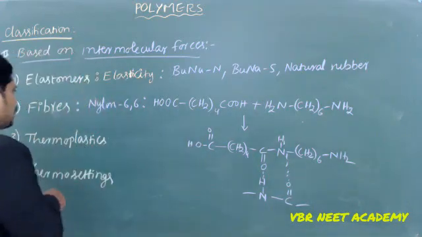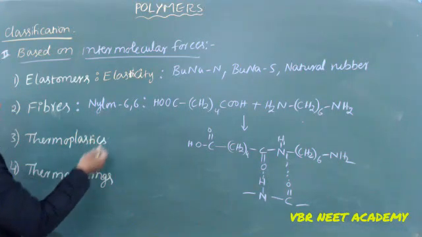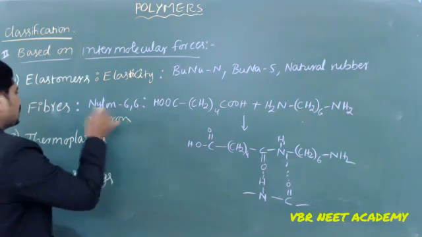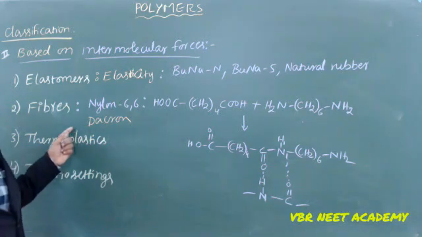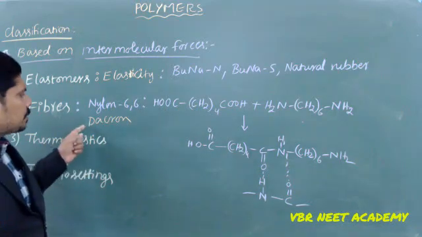Examples: nylon 66 and all fibers, whatever you are going to have, the polyesters, dacron, silk, everything comes under this one only. Polyesters and polyamides always have the chance of getting intermolecular hydrogen bonding. That's why they come under fibers.